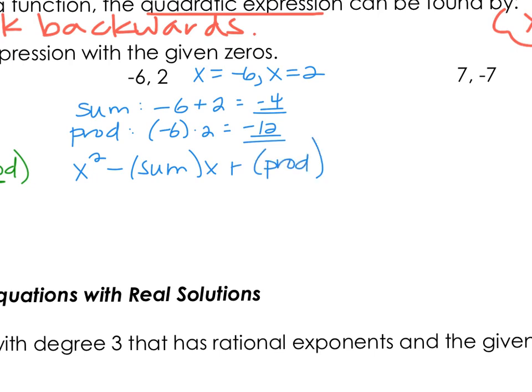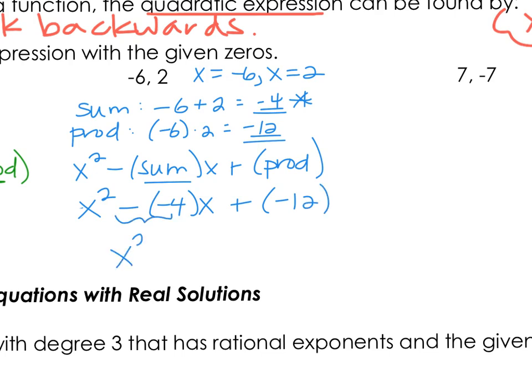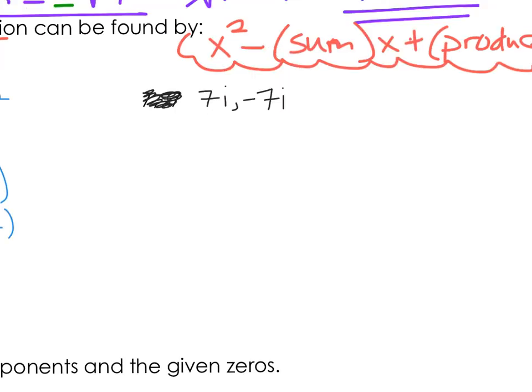Write this out as many times as you need until you have it memorized. Now the sum is -4. So when we substitute that in, and I was going to write the word substitute as I wrote that. Let's try that again. X squared minus the sum times x plus the product. Notice we have a double negative here. That's actually going to change it to a plus. X squared plus 4x, and then plus negative 12 becomes minus 12. There's your quadratic expression that has zeros of negative 6 and positive 2.